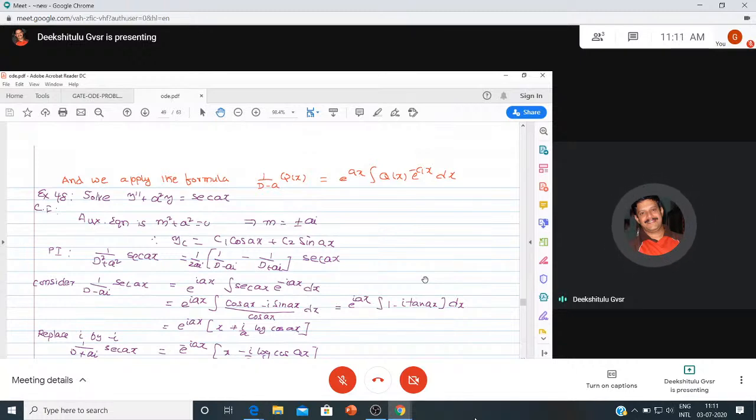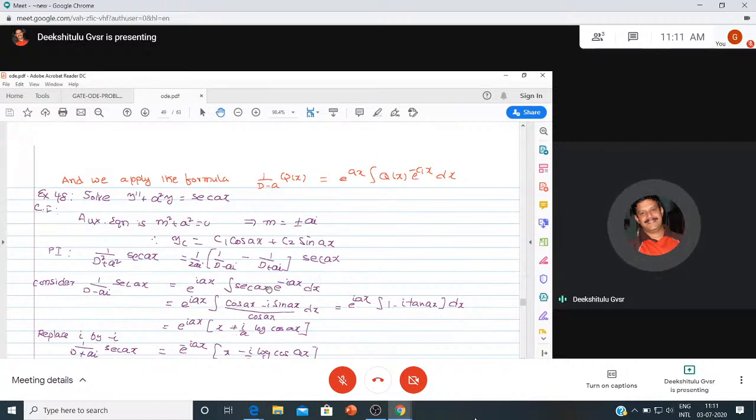You can write 1 by D square plus a square as 1 by 2ai times 1 by D minus ai minus 1 by D plus ai, operated on secant ax. Now consider the first integral, 1 by D minus ai operated on secant ax. Okay, now we apply this formula. So this is e power, in case of a you have ai, so e power iax, integral of secant ax e power minus iax dx.